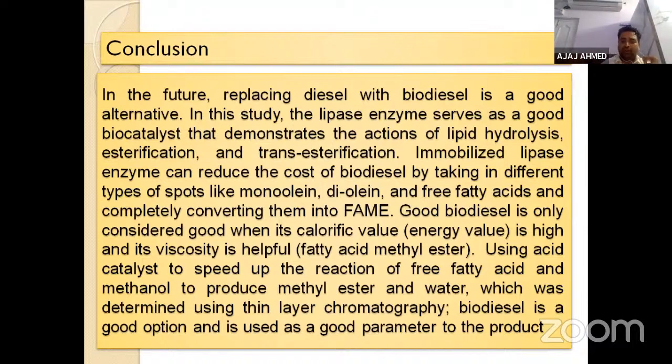Biodiesel is only considered good when its calorific value and energy value are high and its viscosity is helpful. For fatty acid methyl ester, an acid catalyst is used to speed up the reaction of free fatty acids and methanol to produce methyl ester and water, which was determined using thin layer chromatography. Biodiesel is a good option and a good parameter for a good product.